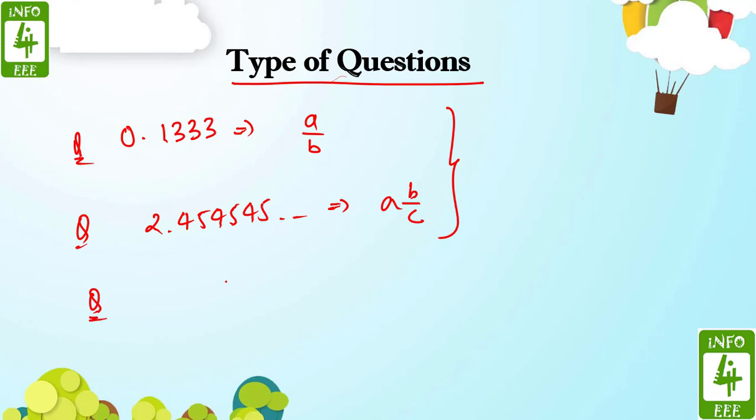The second type of question they can give you is an application of this. You may have some particular expression, and you need to give your final answer in terms of A upon B form or ABC form. In that way they may ask you. So let's understand how to solve this. We will divide this topic in two parts. First part is A upon B form, second part is ABC form.